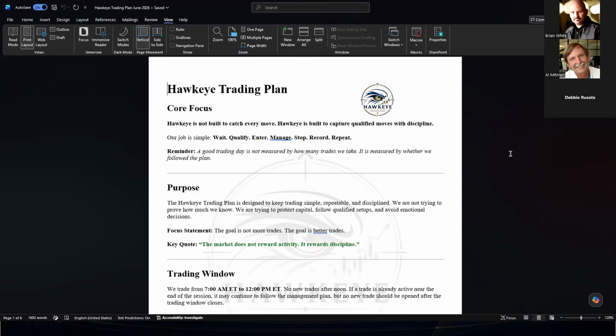So again, the Hawkeye session, Al's trading plan, is not built to catch every trade. We're built to qualify those alerts and only do trades with discipline. Our job is very simple in our sessions, and we'll repeat this over and over again. We're going to wait. We're going to qualify. We're going to enter a trade. Then we're going to manage it. We're going to stop once the trade is complete.